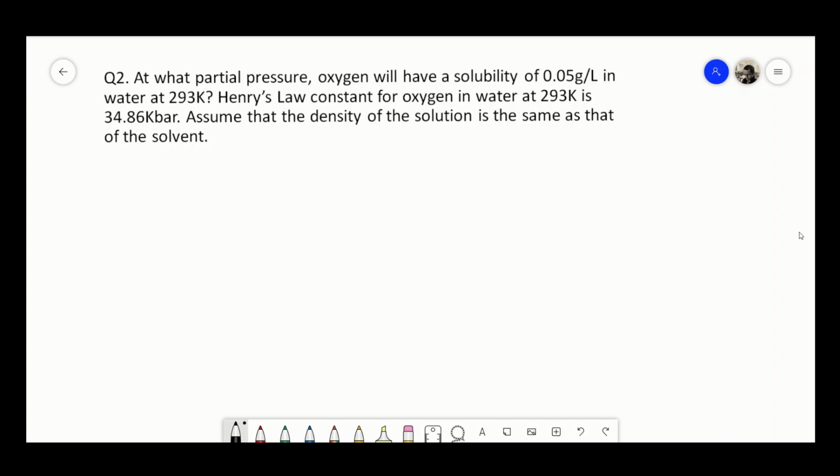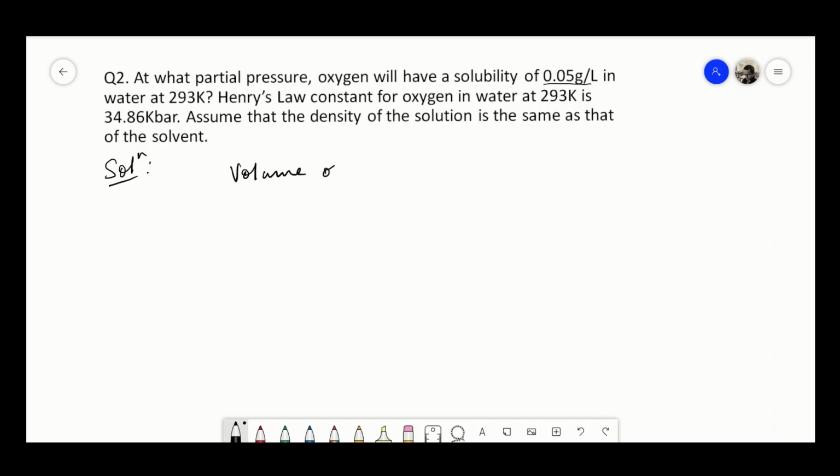Now, in this case, as you can see, the solubility of oxygen in water is given in terms of grams per liter. So that means we have to first express this solubility in terms of mole fraction, and only then can we find out the partial pressure of oxygen by applying the Henry's law equation.